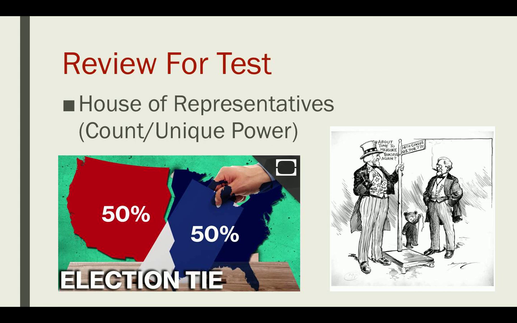The unique power of the House of Representatives includes choosing the president if there is a tie. It also includes the power of the purse. Remember, the House of Representatives is the lower house. That means that they're closer to the people, which means that they should have the best knowledge of where and what the people need, what funding they need. Those big decisions go to the House of Representatives.